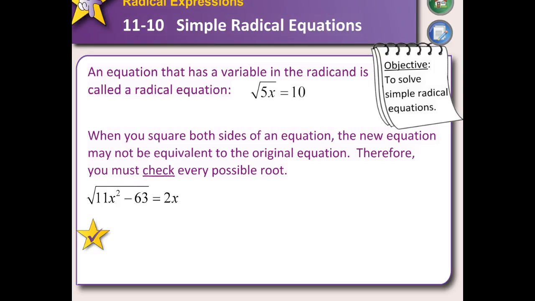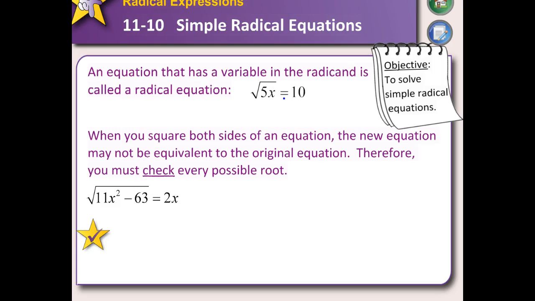All right, the last section of chapter 11. We're going to look at the idea of how to solve simple radical equations. Do you notice we have an equal sign this time? First time we've seen an equal sign in this chapter. We're going to solve equations, so that means we're going back to chapter 3 and making sure we use our properties of equality.